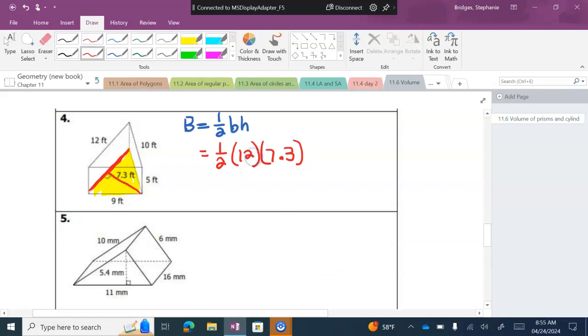So what I want you to do in your calculator is do 1/2 times 12 times 7.3. Okay, so I have a base area of 43.8. And again, the volume is the base area times the height. Do you see how I'm using a big B and a little b? The little b is the base of the triangle. The big B is the area of the base.